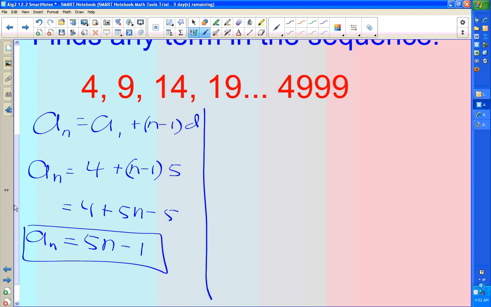N is the position, right? So pick whichever number you want to talk about where you know the position. First, second, third, fourth. Plug in one of those numbers. N is 3. 5 times 3 is 15, minus 1, 14. Looks good. It only takes a second.